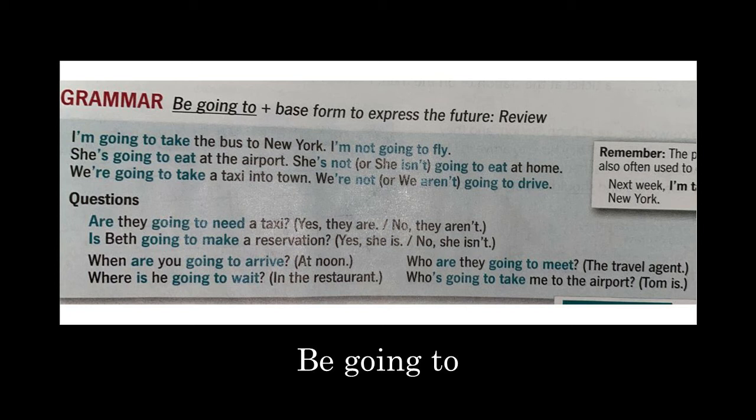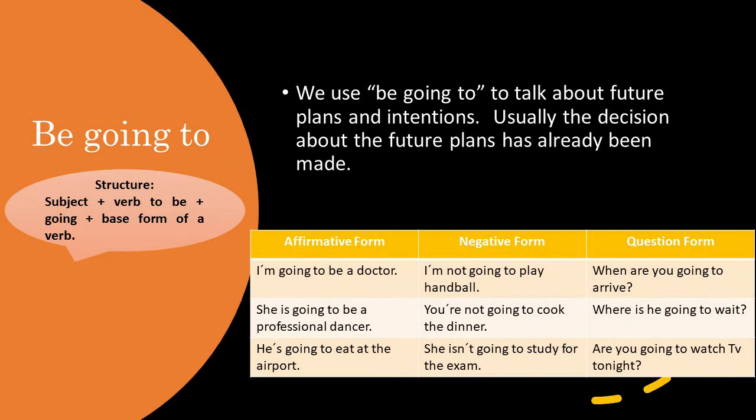right? So now we're going to say that we use be going to talk about future plans and intentions. Usually the decisions about the future plans have already been made. So what does that mean? How are we going to use this? Right. So the structure is the subject plus the verb to be. Remember that the verb to be is am, is, and are, right? Plus going to plus the base form of the verb.